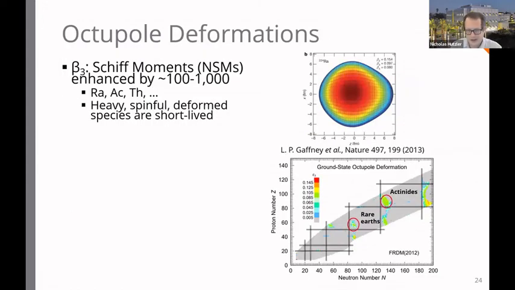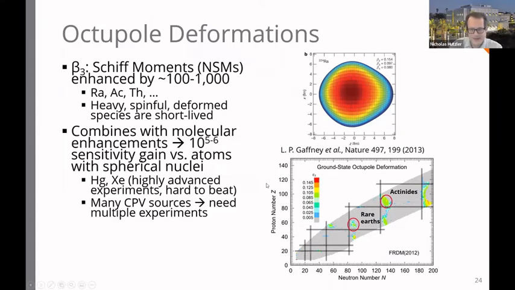Octupole deformed nuclei can have dramatically enhanced nuclear shift moments by 100 or 1,000 or in some cases even more. These nuclei are a little harder to find. Heavy and spinful octupole deformed nuclei are short-lived, and there just aren't that many of them, but there are still some very interesting candidates like radium, actinium, thorium, and more. These can combine with these molecular enhancements to give 10^5, 10^6, even more intrinsic sensitivity gain for hadronic CP violation versus, say, atoms with spherical nuclei.